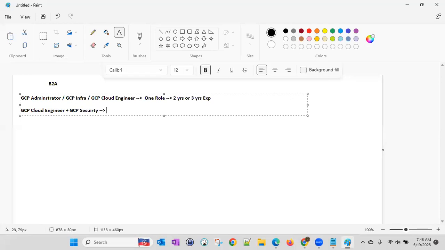This is another, second role. You can go with this. Who is having 3 plus 2, up to 6 years, you can keep 6 plus. No worries. You'll get it.